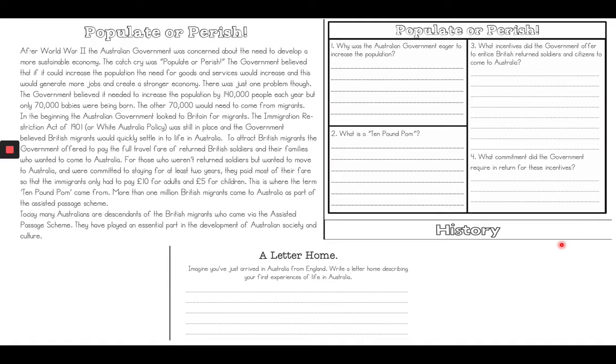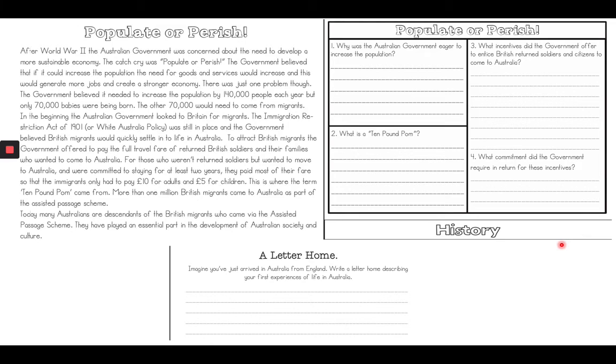For those who weren't returned soldiers but wanted to move to Australia and were committed to staying for at least 2 years, they paid most of the fare so that the immigrants only had to pay £10 for adults and £5 for children. This is where the term £10 pom came from. More than 1 million British migrants came to Australia as part of the Assisted Passage Scheme. Today, many Australians are descendants of British migrants who came via the Assisted Passage Scheme. They have played an essential part in the development of Australian society and culture.